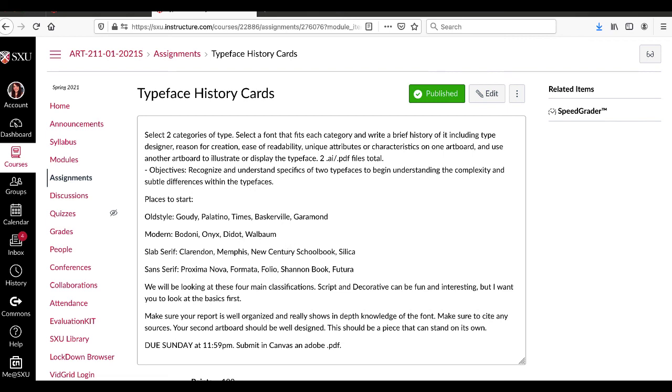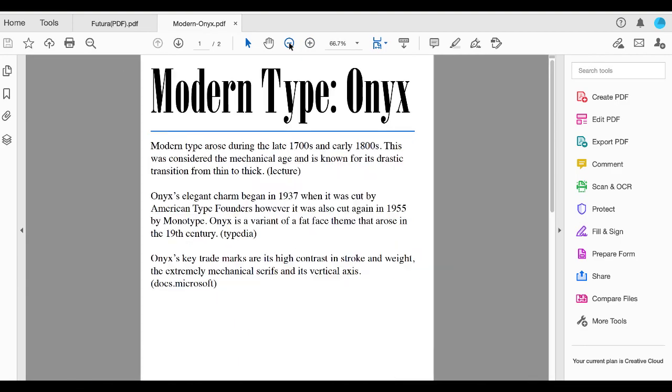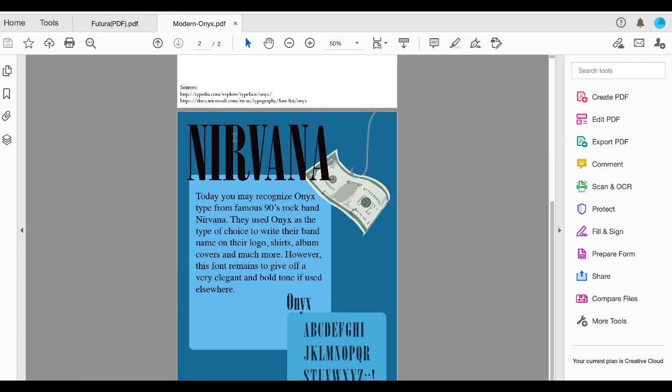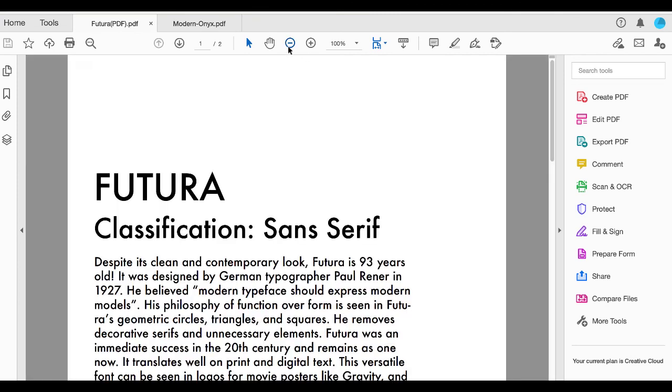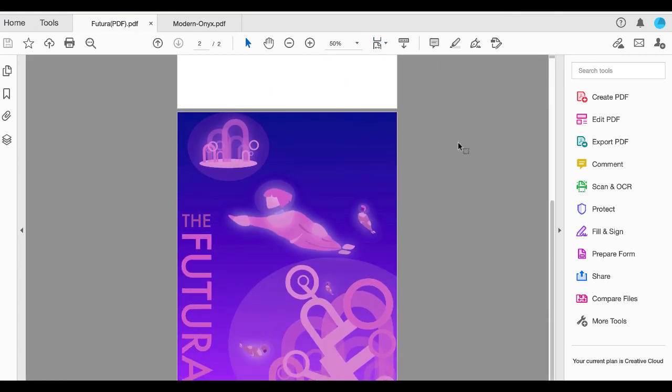All right. So I'm just going to show you a quick 2 examples here. So modern type Onyx, here's the history on it, the sources, and then Nirvana uses that font, so a designed page to go into it. Futura, and then Futura, using the letters here and the designed page that speaks on its own.